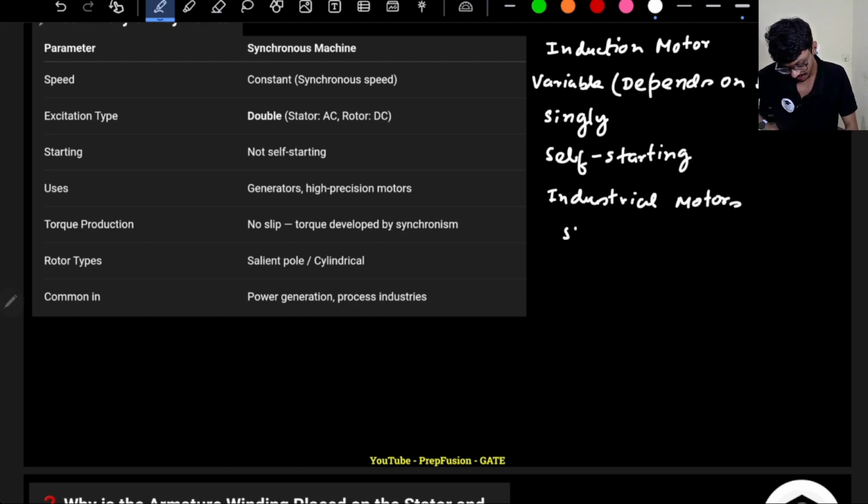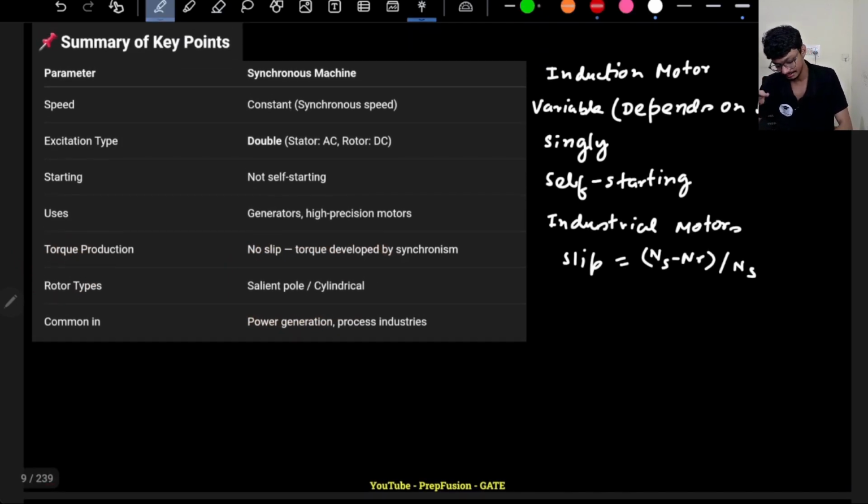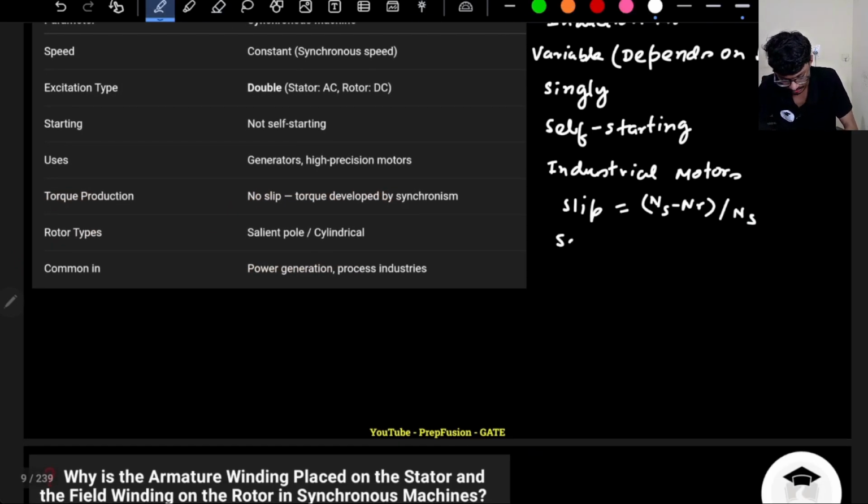Here there is slip. Slip will be equal to (ns minus nr) divided by ns. Rotor types: here there are two types of rotor, salient pole and cylindrical. In the case of the induction machine, one was squirrel cage, another one is wound.